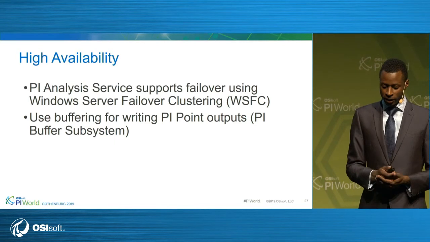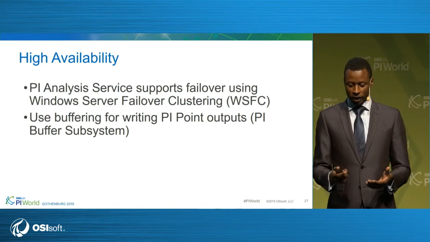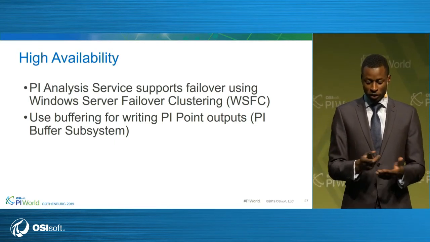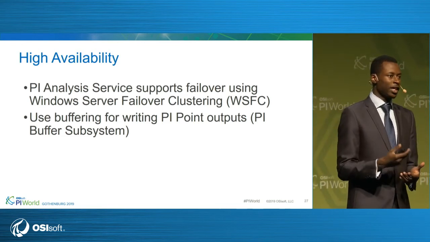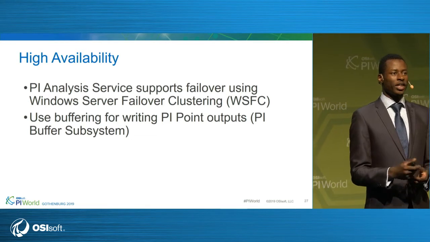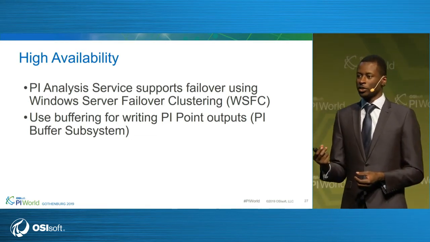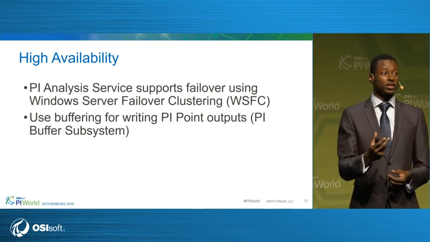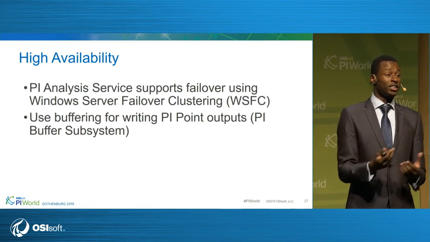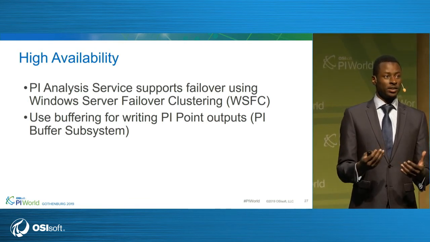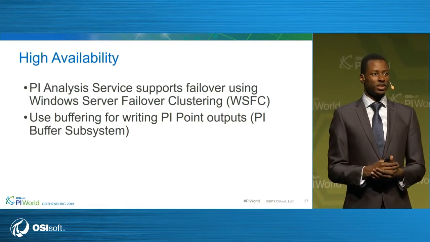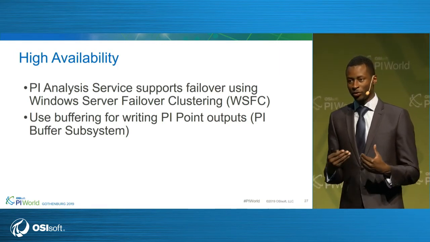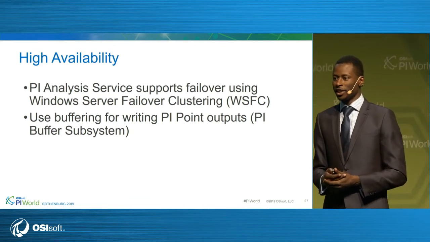And lastly, another little point which is important is buffering. When you're writing out these outputs to the PI Data Archive, it is great to use buffering, which is going to buffer the data if the connection to your PI Data Archive is interrupted. It'll be buffered and stored temporarily until the connection is restored. So use the buffer subsystem when writing out to your PI points using the analysis service.